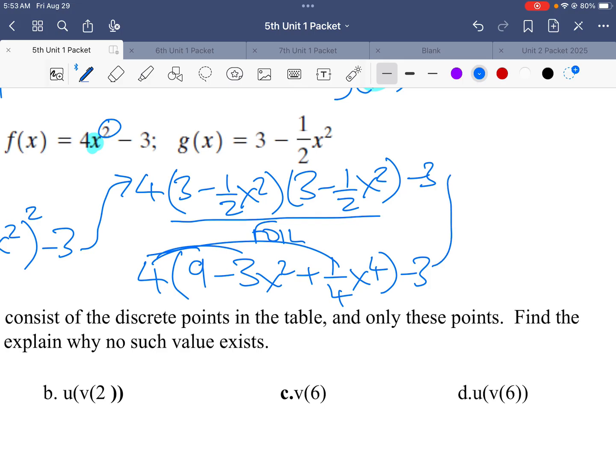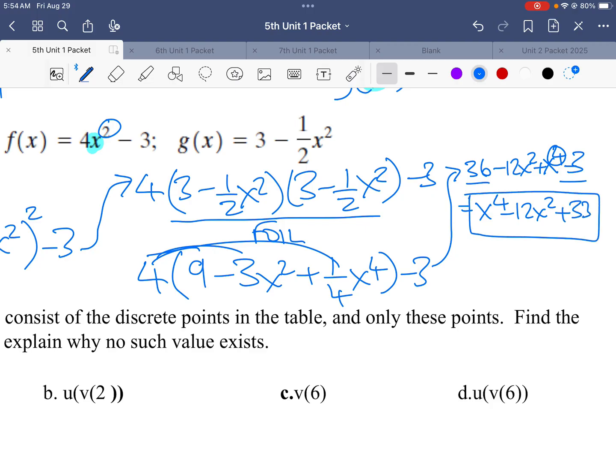So distribute the 4. So I have 36 minus 12x squared plus 4 times 1/4 is just x to the power of 4. And then I have my minus 3 on the end. So when you write your answer, make sure you put the highest degree term first. Remember, the highest degree is the one that has the highest power. So x to the power of 4 minus 12x squared. We combine 36 and minus 3. 33. So there's your answer.